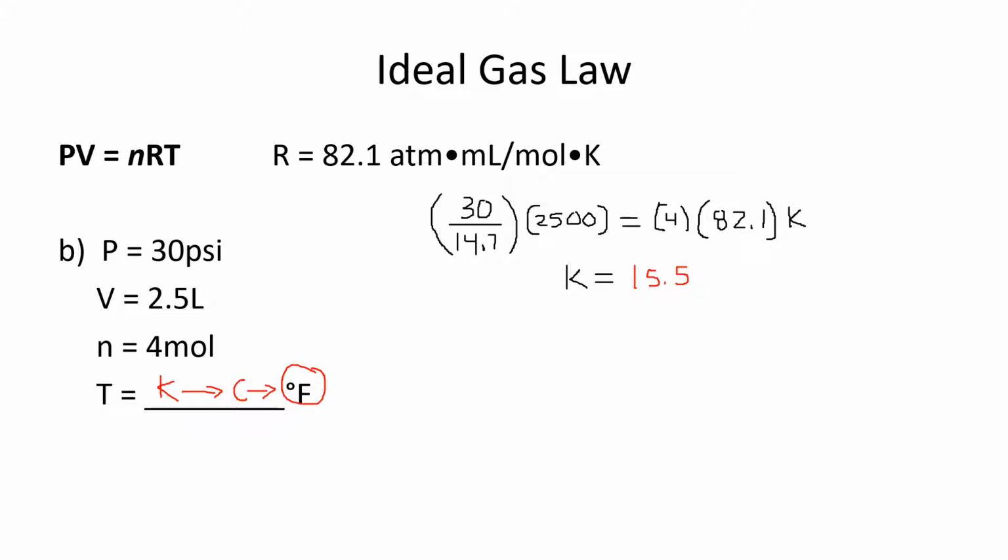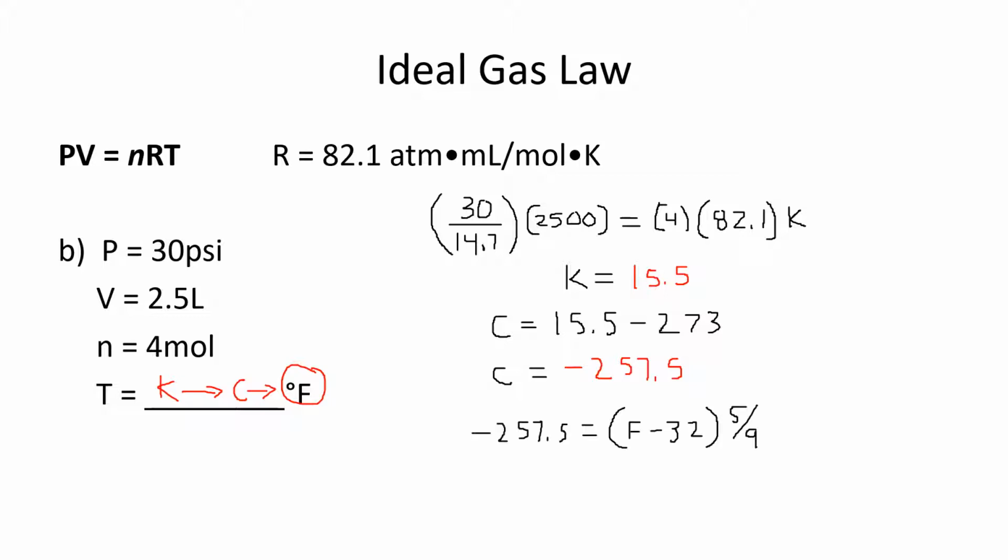So to get Celsius, we have to subtract 273. All right. And then to go to Fahrenheit, you've got to plug and chug it into the equation. So here's our Celsius value, plugged in there, and then we solve for F. So you get negative 431.5. So when you go through the final, do all the easy ones first, and then go back and work on the more difficult ones.